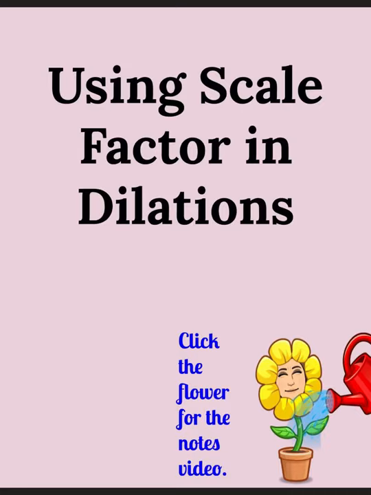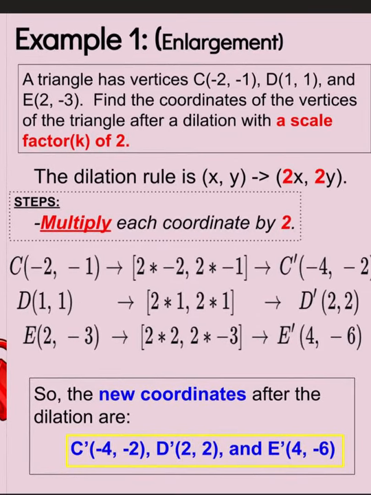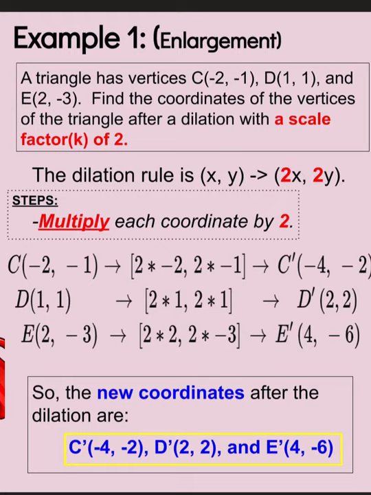Using scale factor in dilations. So there's a few examples looking at what you will do when you are using scale factor in dilations. So, first example says we have a triangle that has vertices of C, D, and E. Find the coordinates of the vertices of the triangle after a dilation with a scale factor of 2. Remember, scale factor is your K.